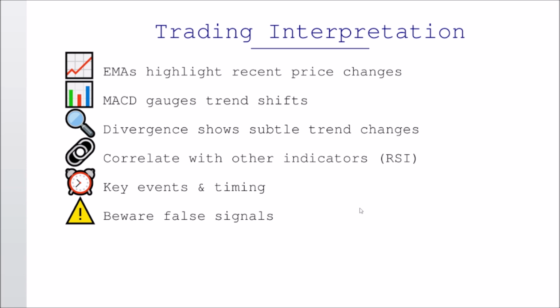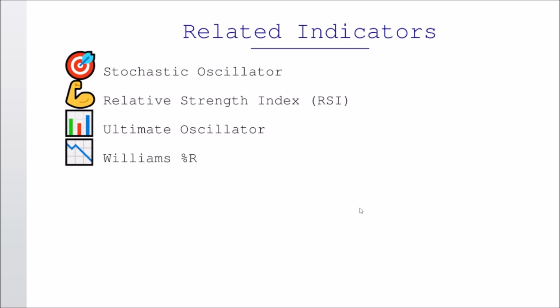Trading interpretation. First of all, it consists of EMA, so it highlights recent price changes. MACD shows a trend shift. If it goes plus or minus, we can check what kind of pressure has built up and how it is going on. Divergence shows subtle trend changes, and you can correlate with other indicators, such as RSI, for events and timing. You need to beware of fuzziness, but for sure.